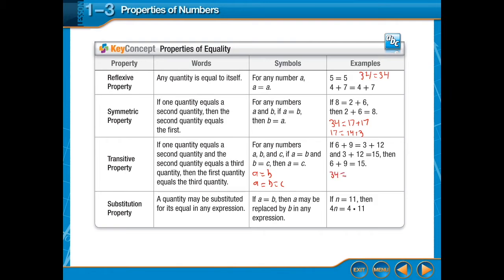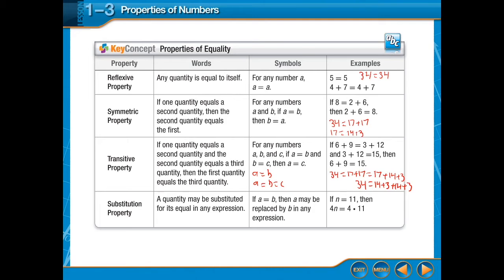34 equals 17 plus 17, but the number 17 right here, 17 is equal to 14 plus 3. So we could write this as 17 plus 14 plus 3, or we could write this as 14 plus 3 plus 14 plus 3 is equal to 34. These rules are the explanation for why we can rewrite numbers different ways.